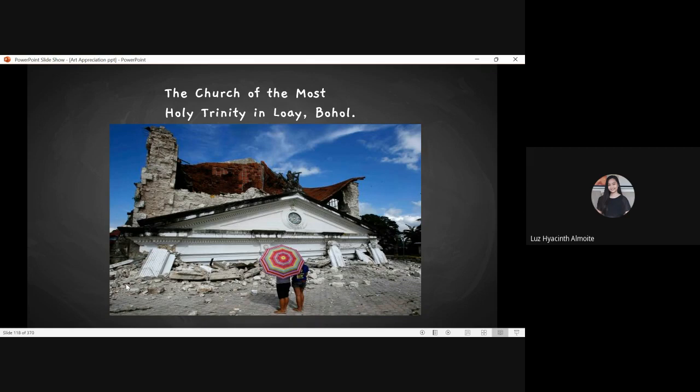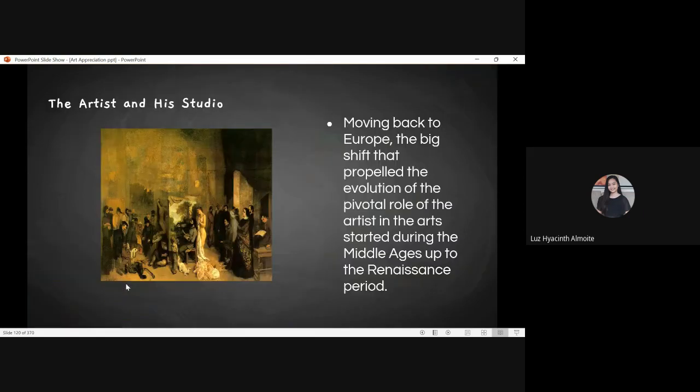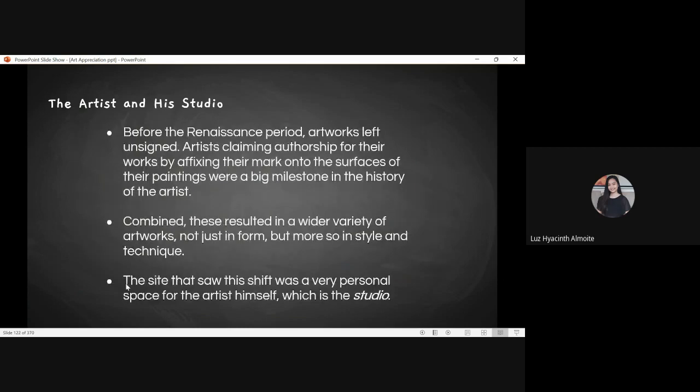Although it is but a fragment of the real thing, the photos taken by Project Kisame were able to document the beauty of the ceiling paintings prior to its destruction. Okay, so we will go now to the artist and his studio.